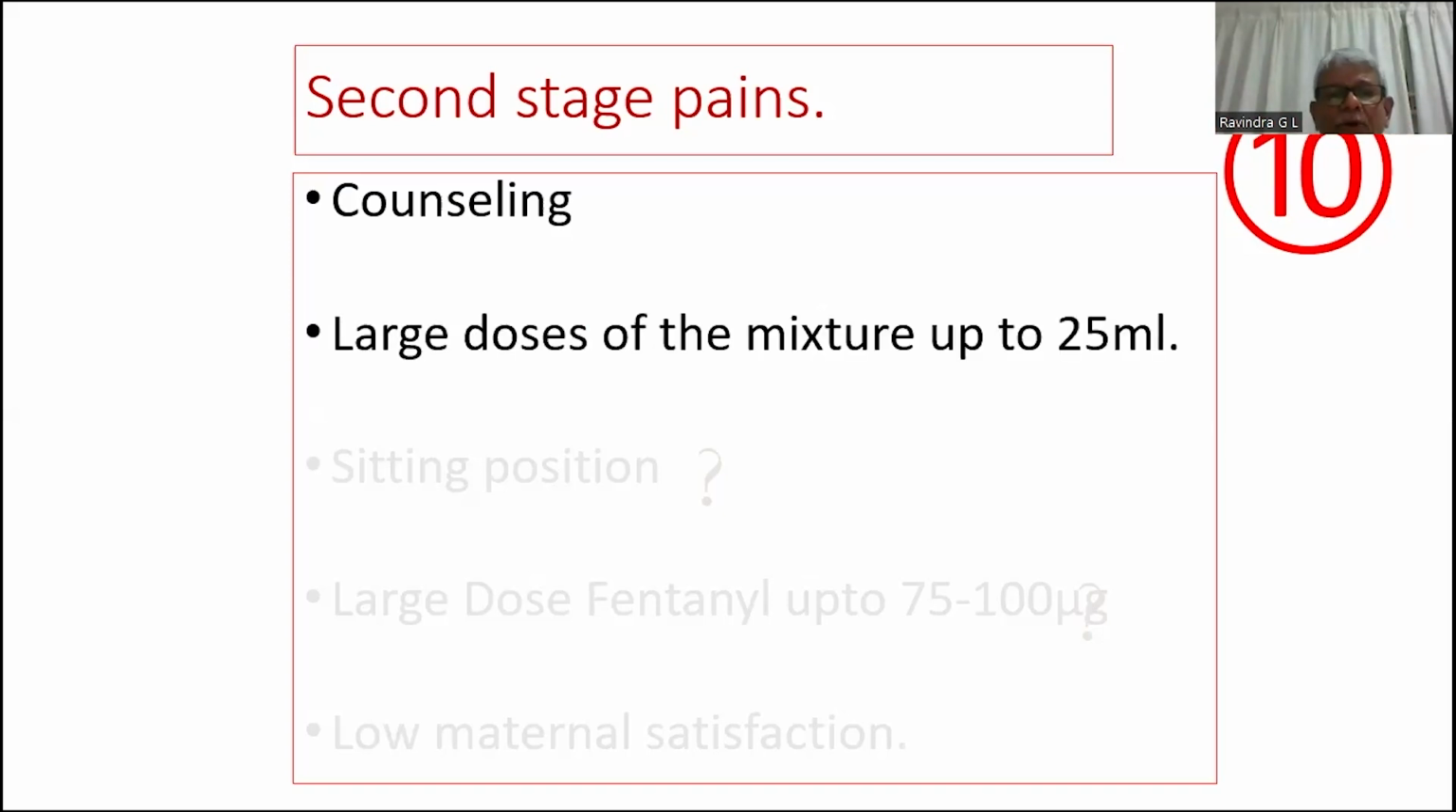The second important thing is a large dose of the mixture, up to 25 ml, which I usually give for second stage labor pains. I don't give LDM at all. That is, 0.1% bupivacaine I don't use. I use the 0.0625% only, and I use it at large volumes, up to about 25 ml. This is for second stage pains. When the patient is full, you give the loading dose up to 25 ml, and then you wait for some time. Then you ask the patient to bear down.